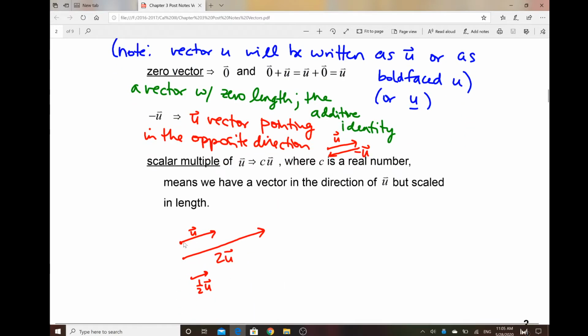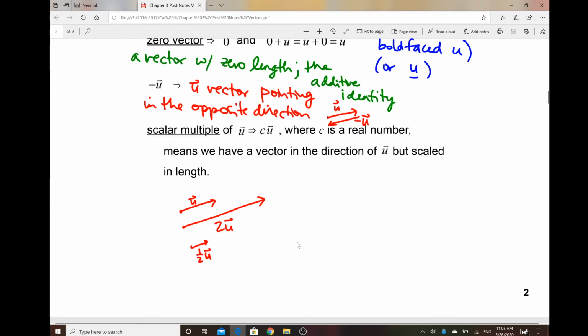So for example, let's say we have a given vector u that is this long. Then 2 times vector u means it's going to be twice as long as the original one, and half of it is only half of the original one. Okay, so this shows the different lengths.